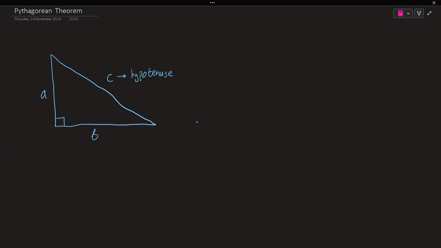As I've mentioned earlier, the Pythagorean theorem governs these three sides and the correlation between them, which is stated as below. C, the length of the hypotenuse, is equal to A square plus B square, and you put a square root over those.